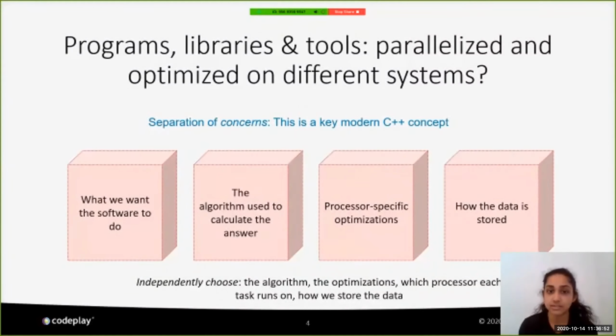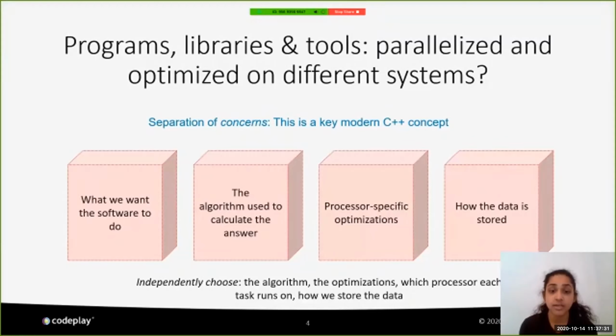So the question is, how do we write programs, libraries, and tools which can be parallelized and optimized for different systems? In order to achieve this, we use a modern C++ concept called separation of concerns. We separate the problem into multiple small problems and then deal with each of these small problems. The first division is what we want the software to do. The functionality of the software is divided from all the optimizations, the algorithms, and everything else.